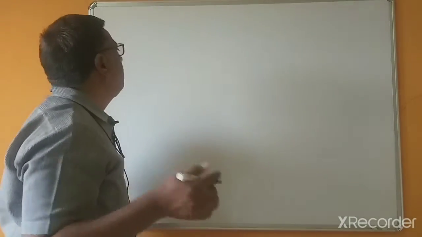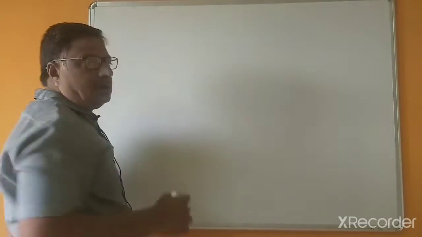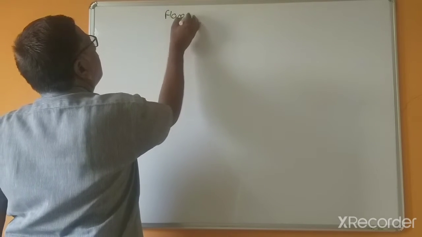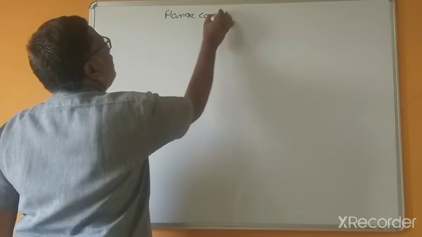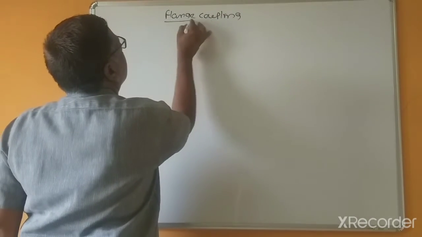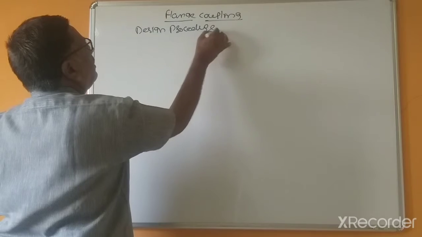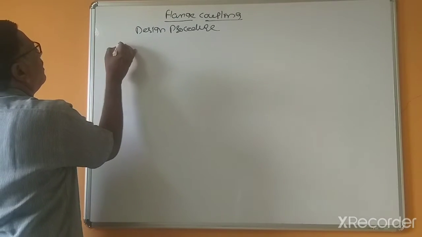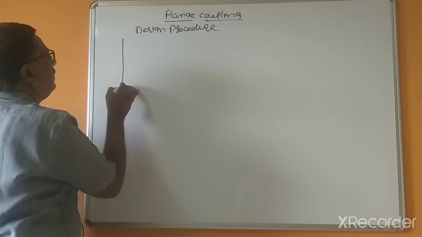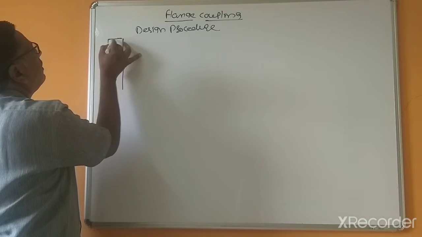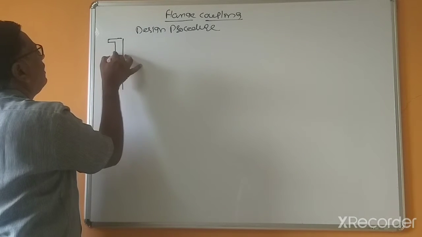rigid flange couplings. In the rigid flange couplings, there are two types of couplings, one is the unprotected and another is the protected. Flange coupling design procedure. As you know, today I draw only one flange, so that you can better understand.